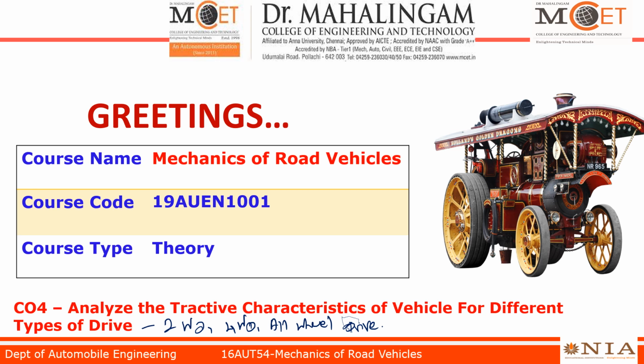And two-wheel drive is further classified into two types: front-wheel drive and rear-wheel drive. If we offer drive to front wheels, it comes under front-wheel drive. If drive is offered to rear wheels, that comes under rear-wheel drive. We are going to analyze the tractive characteristics for these types of drives and also different road conditions.